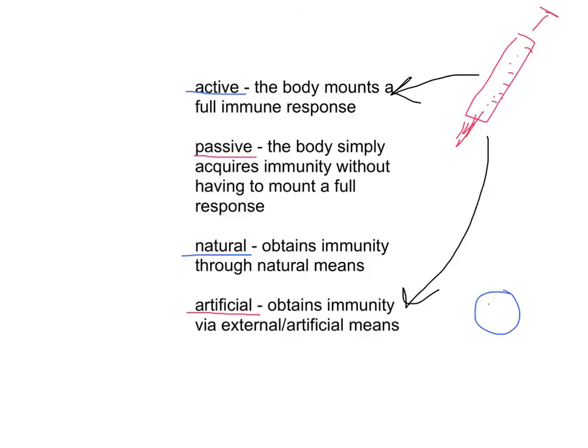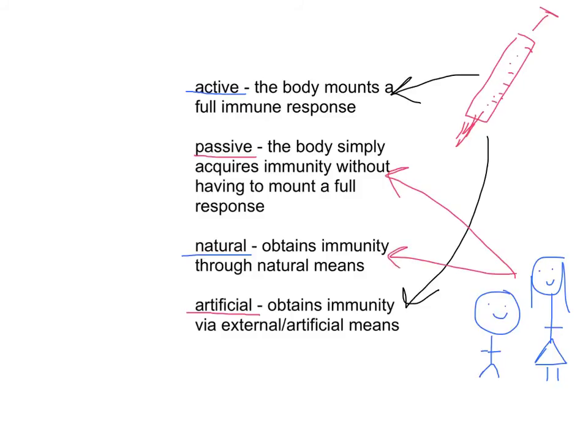Breastfeeding, on the other hand, if we draw a little baby here, and we'll draw the mother in, is passive. This is an example of passive immunity because the baby will get antibodies in their blood simply through the mother's milk. But it's also natural because it's passed from mother straight to baby. So you can see that we can use two of these four words at any one time. So vaccines are active artificial, breastfeeding is passive natural.